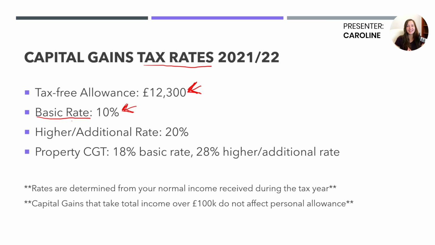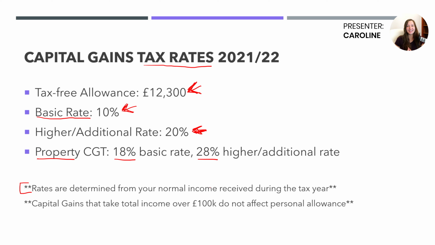With property, there are specific different rates. So just keep that in mind. In the higher or additional rate, we've got 20% on normal asset disposals. And then of course, with property capital gains tax, it's 18% in the basic rate and 28% in the higher or additional rate. And the cool thing about capital gains is that the rates are determined from your normal income received during the tax year.